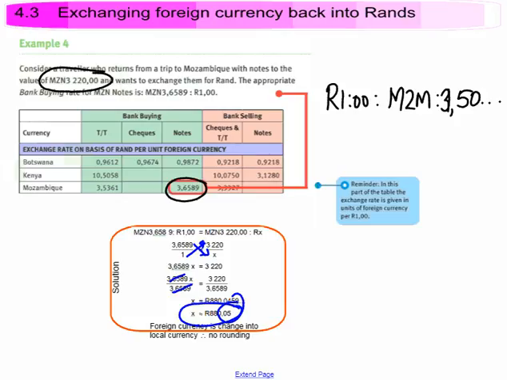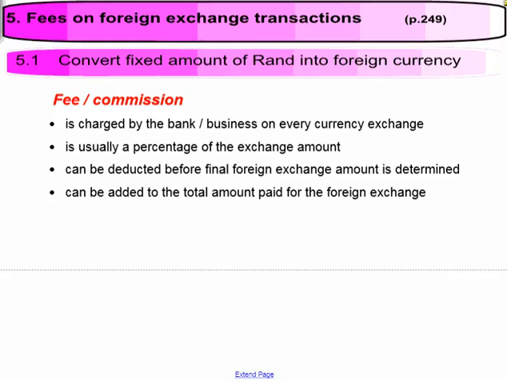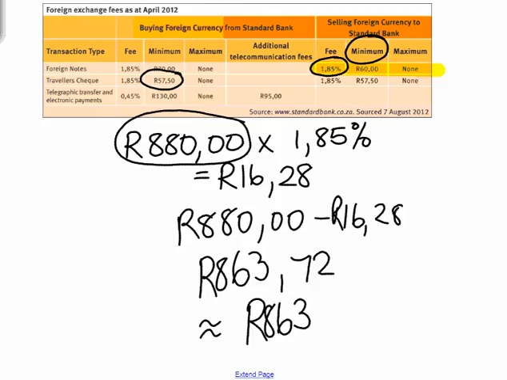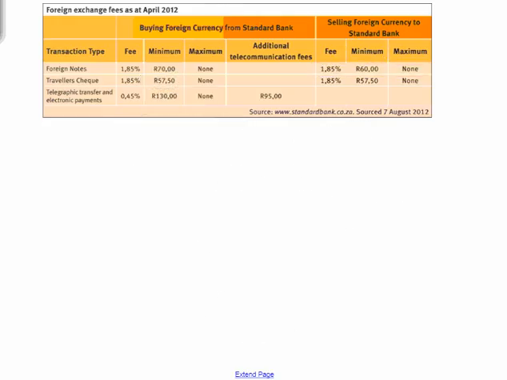Now what happens is there are fees. A fee or commission is charged by the bank or business on every currency exchange. It is usually a percentage of the exchange amount and can be deducted before or afterwards, after the transaction has taken place. So let's have a look at this. These are the foreign exchange fees. And remember, the bank is buying from you, or the bank is selling to you. Buying and selling is what the bank does.